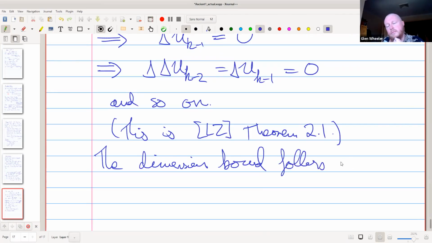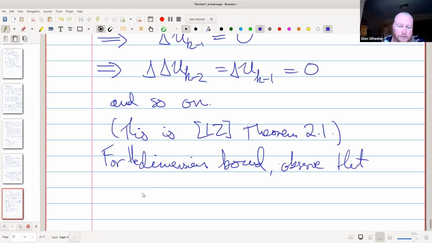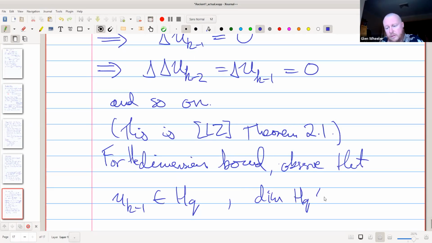For the dimension bound, observe that u_{k-1} is in this space H_Q, harmonic functions with polynomial growth of order Q, and the dimension of H_Q is bounded by a constant depending on n, and Q to the n minus 1.